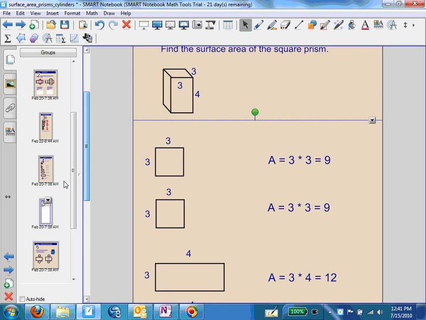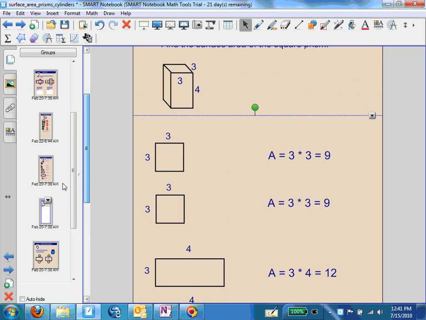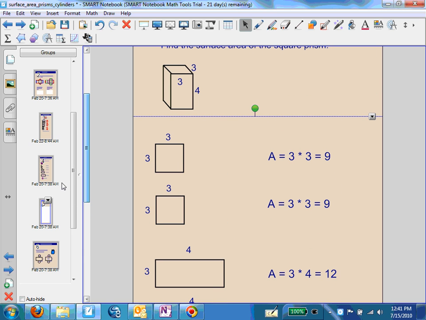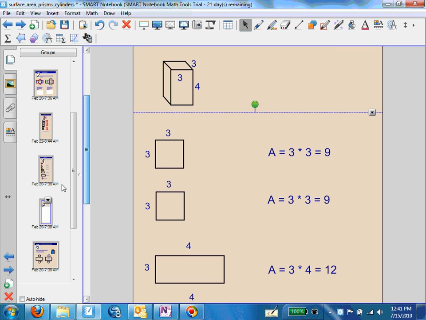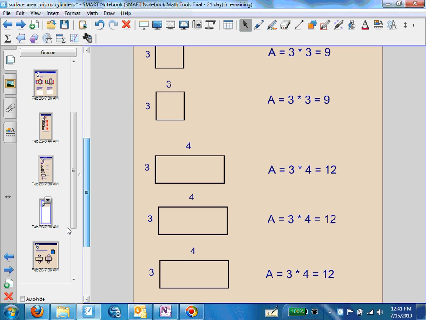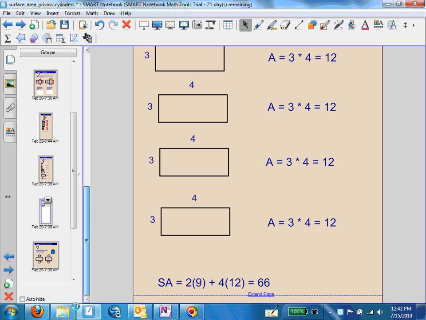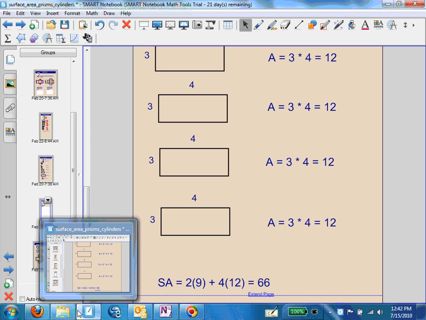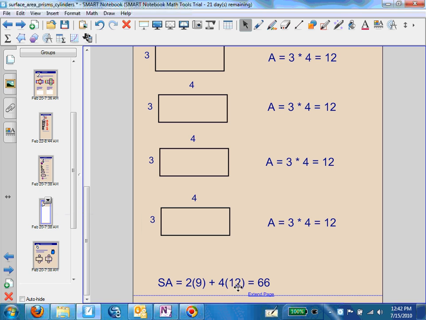We know that the two squares are 3 times 3 each. We know the height is going to be 4 all the way around, so all 4 of the rectangles are going to be 3 times 4. So a shortcut would be to multiply the area of the two bases, so 2 times 9, and then all 4 rectangles are the same. So you just have to find the surface area of one rectangle and then multiply that by 4. So the two bases plus the 4 rectangles equals 66.